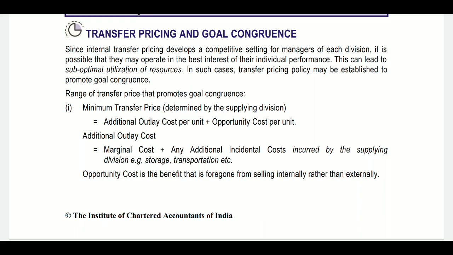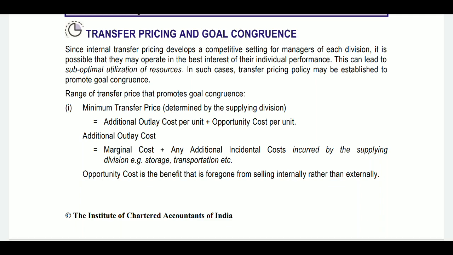And what is the maximum transfer price? Here it is determined by the purchasing division. How much price can we put for this product? We will see the NMR or EBR, that is net marginal revenue and external buying price, whichever is lower will be taken. Net marginal revenue means the selling price minus the marginal cost to the purchasing division. Here the purchasing division will calculate this.